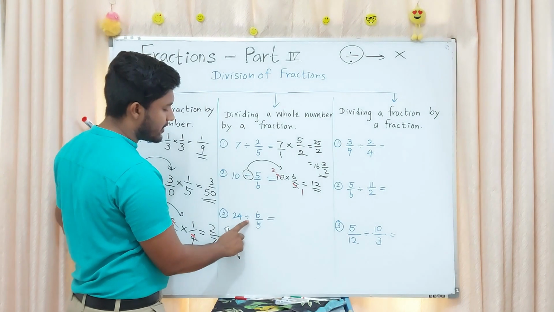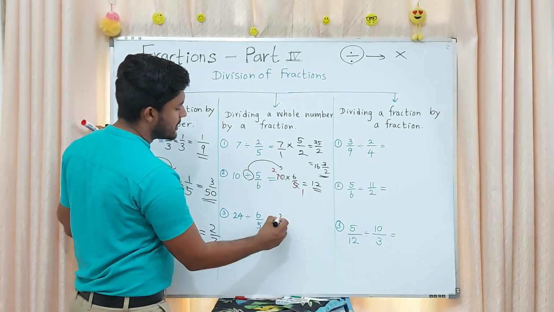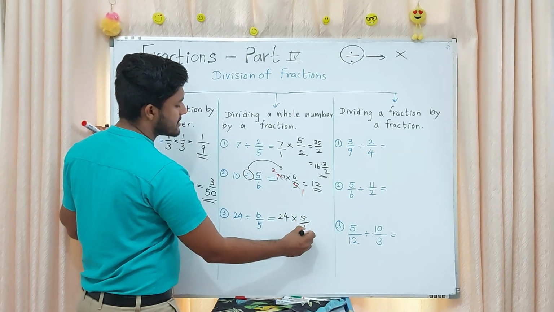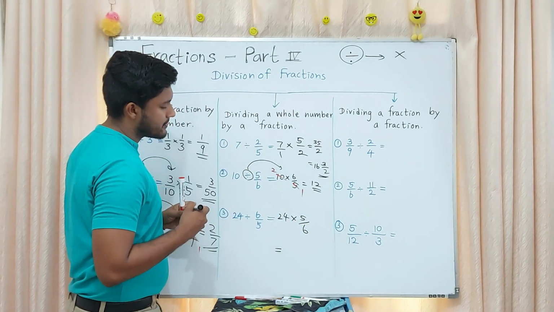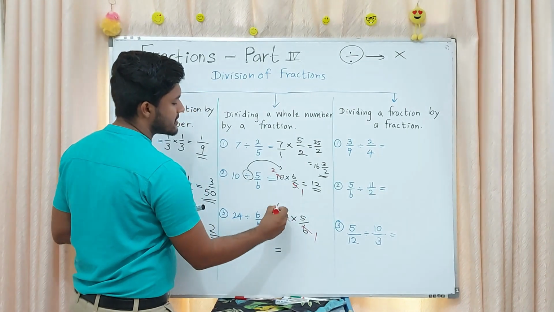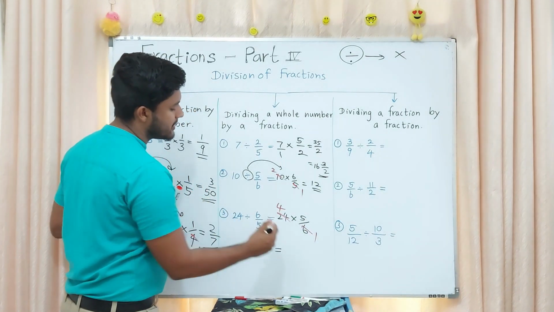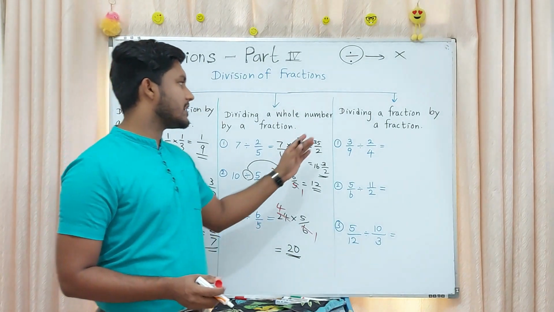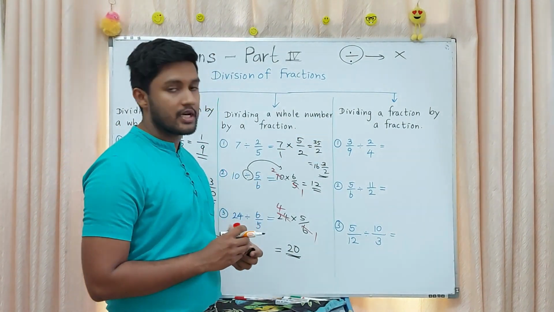Then here 24 divided by 6 over 5, 24 into 5 over 6 we can cut. 6 into 1, 6 into 4, 4 into 5, 20 is the answer. Then dividing a fraction by a fraction.